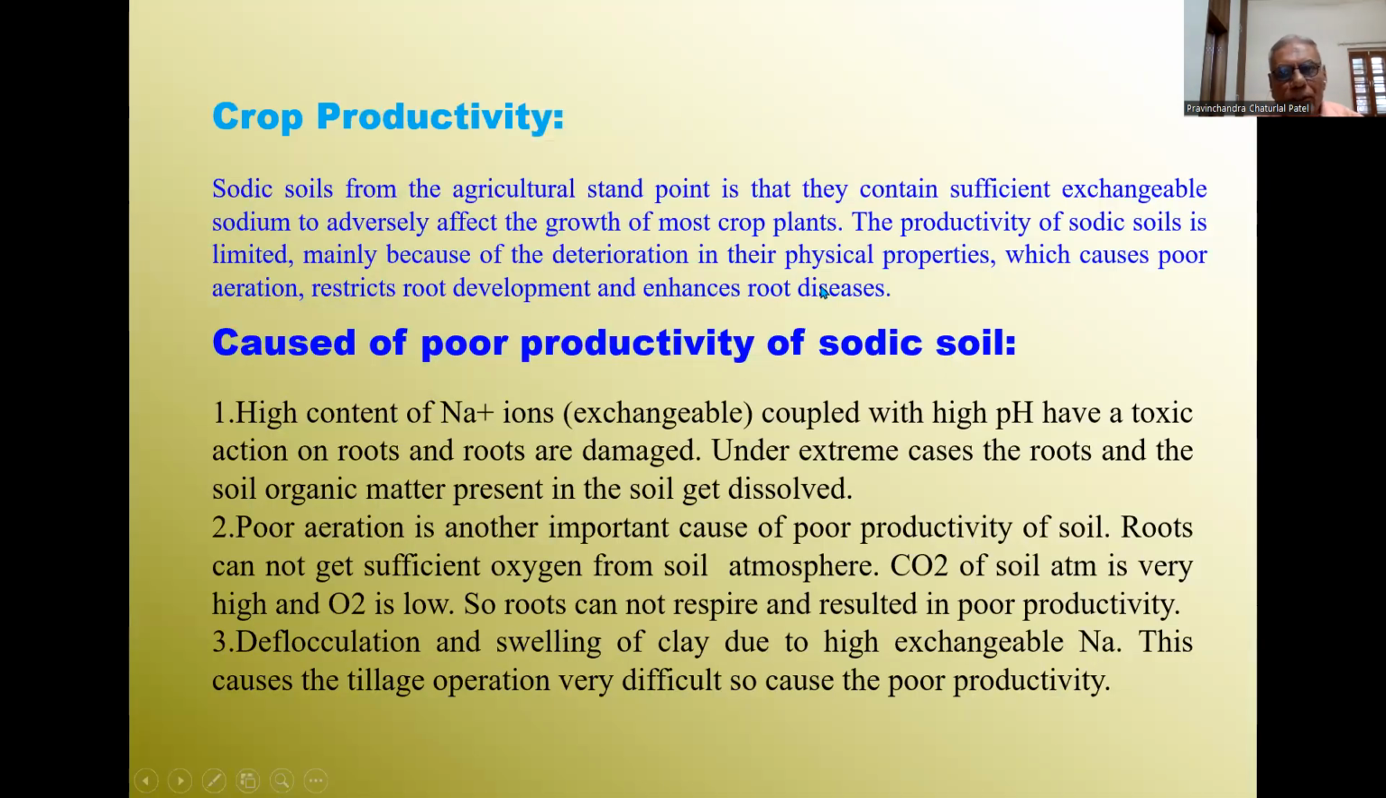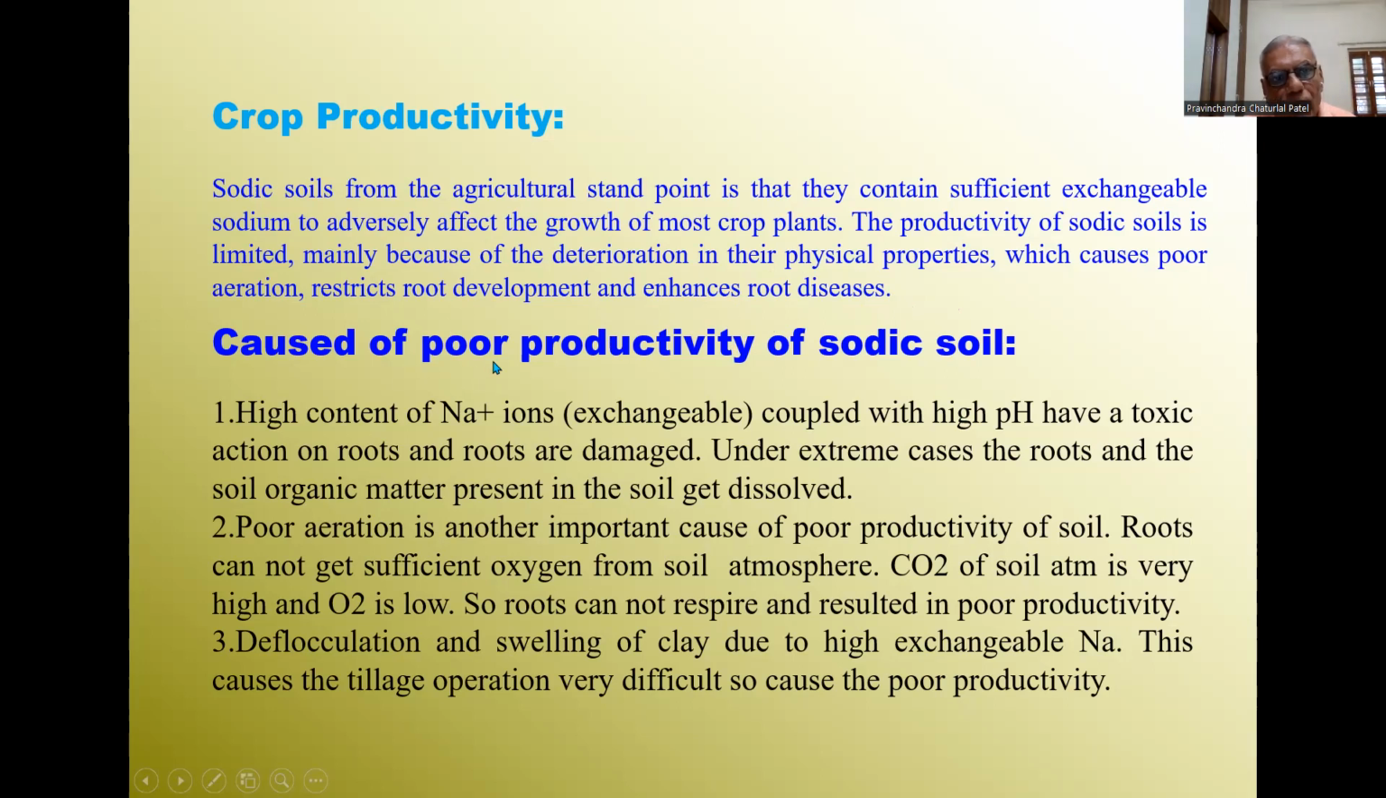The crop productivity of that soil is low. Sodic soil, from the agriculture standpoint, contains sufficient exchangeable sodium to adversely affect the growth of most crop plants. The productivity of sodic soil is limited mainly because of the deterioration in its physical properties, which cause poor aeration, restrict root development, and enhance root diseases. So plants become weak because of poor aeration and waterlogged condition in sodic soil.